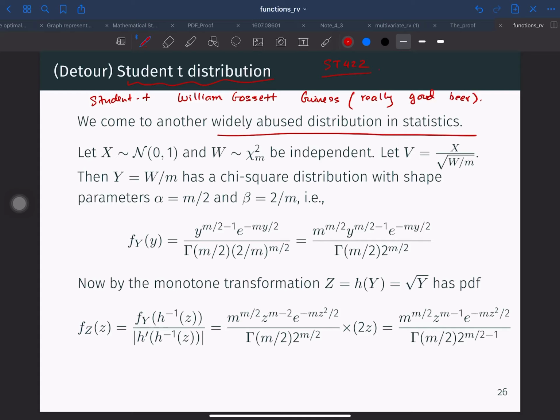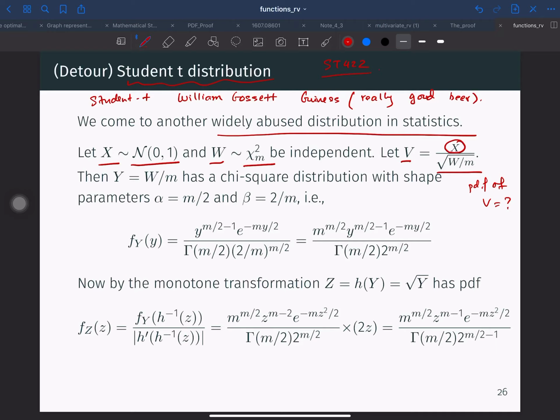Okay, in any case, suppose I have a standard normal, X, and I let W be chi-squared with m degrees of freedom. And I define this random variable V, which is the standard normal divided by the square root of the chi-squared. I want to derive the PDF of V. So how do I do that? I will do it step by step.